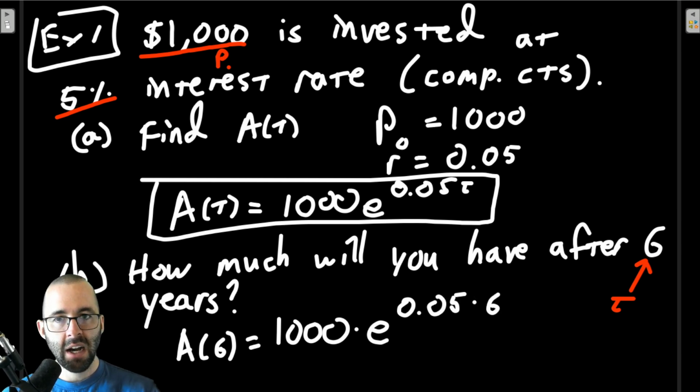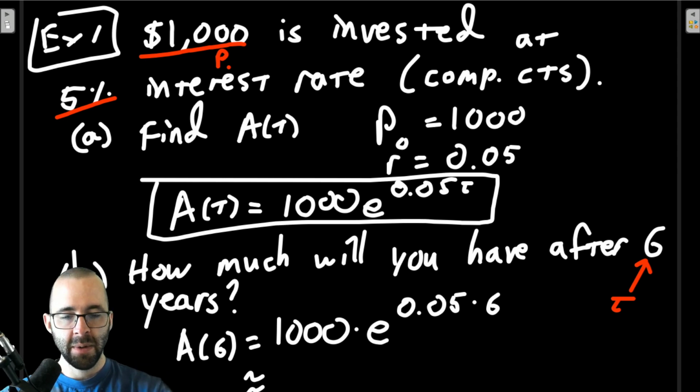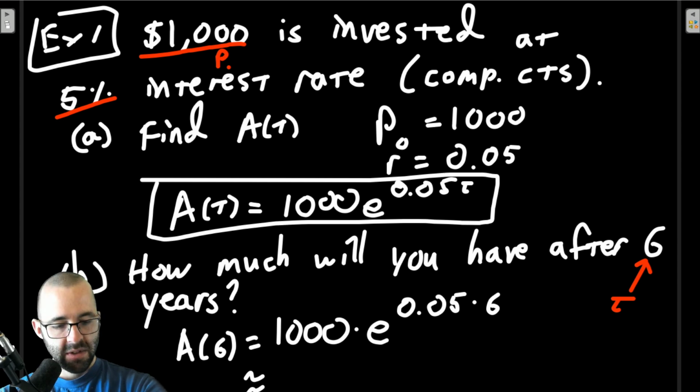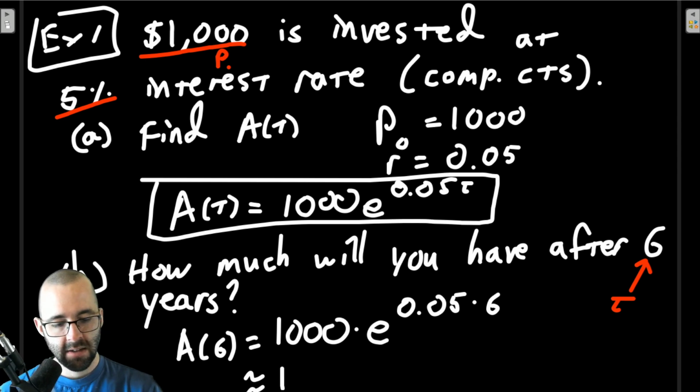And you type that into a calculator. All right. And we're going to round to the nearest cent. We are not going to have fractions of cents, okay? So we're just going to round a little bit. And what we're going to get from 1,000 times e raised to the 0.05 times 6 is $1,349.86.